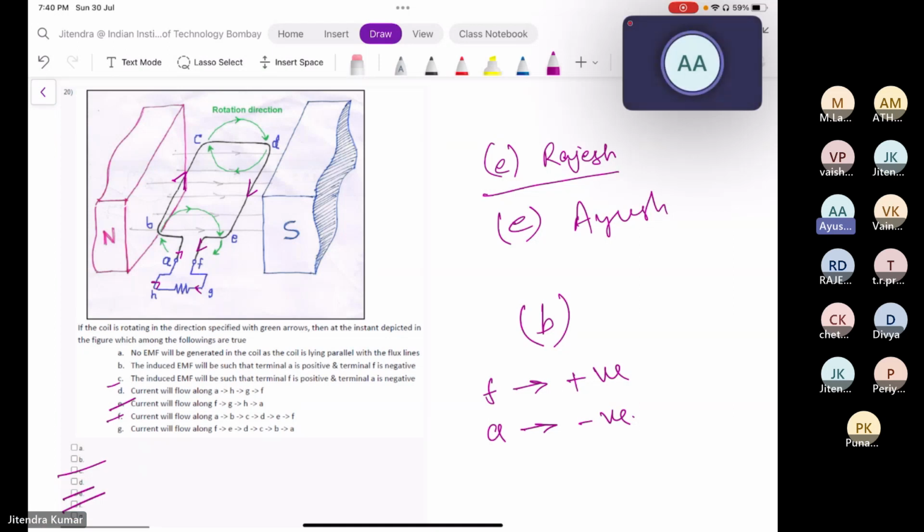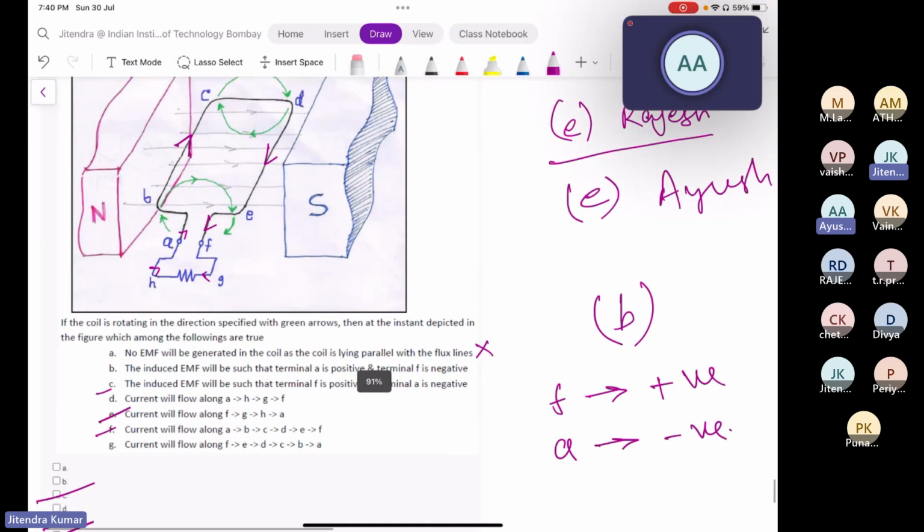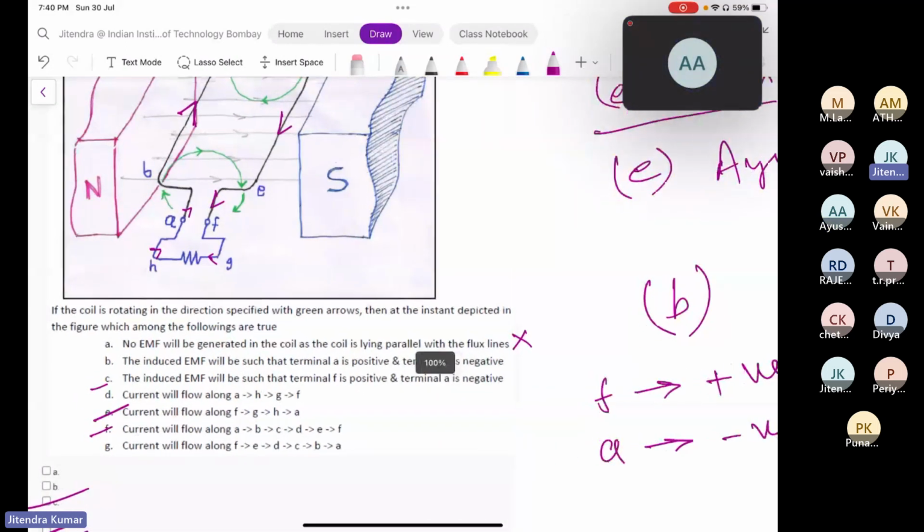Sir, option A will not be a good statement. Option A is completely contradicting all other options, isn't it? Yes, sir, it is contradicting, but we are rotating this coil. Then at any moment, this coil will be in the same direction as this magnetic flux. Yeah, then see, you are correct. I agree with your statement.